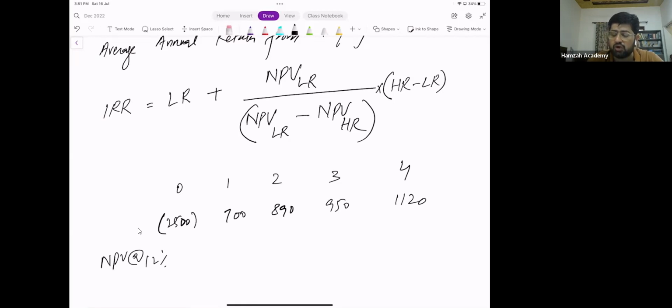Tell me, have you got notes, everyone? Notes volume 1. You have obtained the notes or not? Good. So in the notes, the discount factors are given, on the second or third page. Please calculate NPV at 12%, everyone.